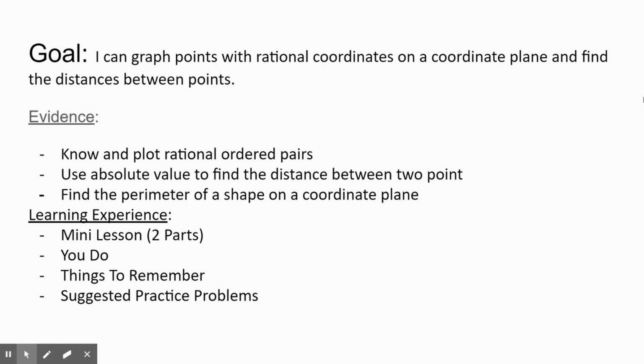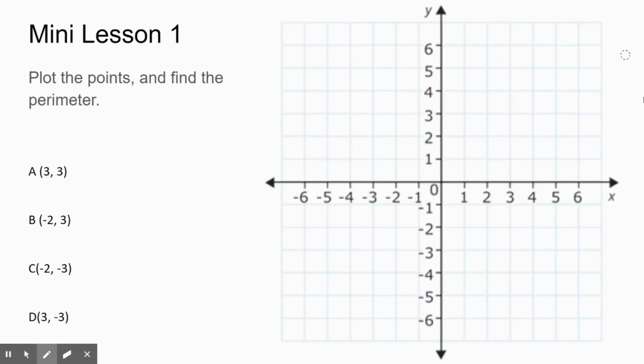In terms of learning experience, we're doing a mini lesson. It's going to have 2 parts to it because there are 2 ways you can do this. You're going to do a you-do. There will be things to remember, the key points for this video, and then, of course, suggested practice problems at the end. So let's start by figuring out how we can find the perimeter of a rectangle in one way.